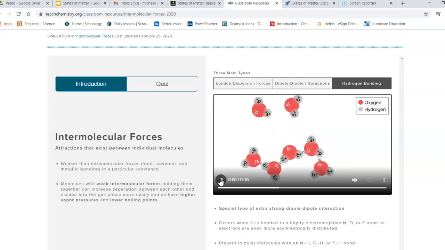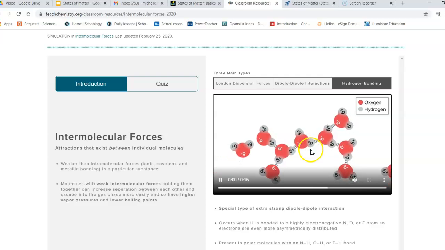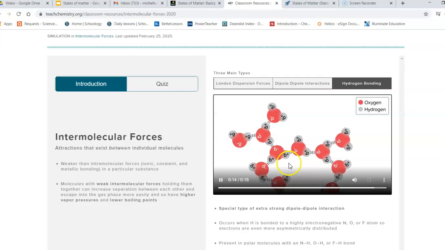Again, it's just a dipole-dipole, but whoever bonds with hydrogen kind of hit the jackpot, just because hydrogen is so weak, so it's so easy to pull its electrons. So that's the whole idea. So it's called hydrogen bonding.